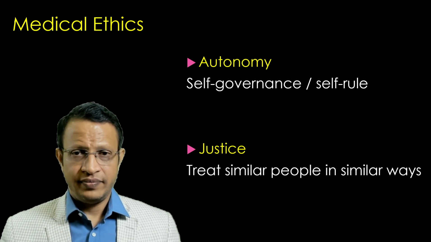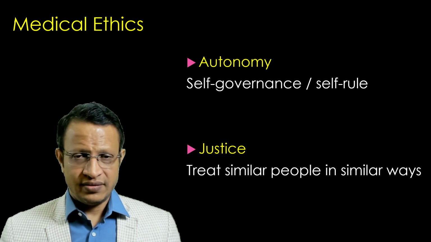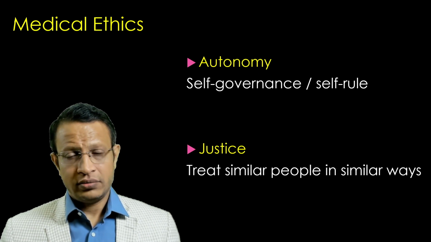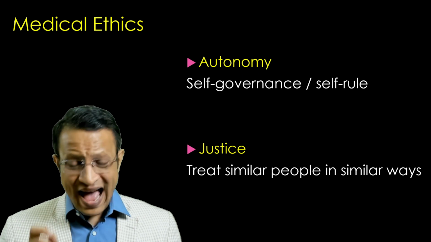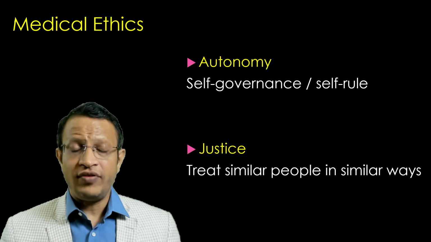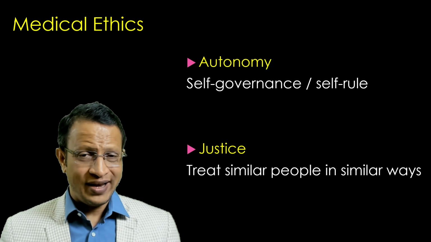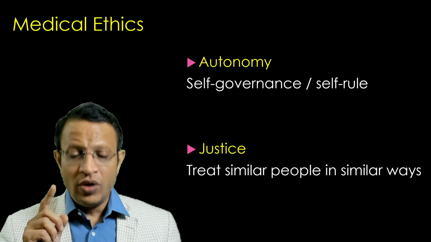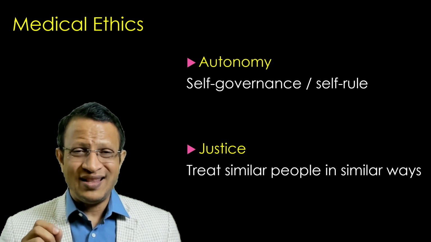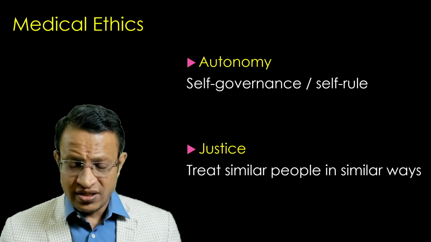Moving to justice, the second important ethic, that is, treat similar people in similar ways. That means whether a person is in prison or an accused person, you will have the same ethics as for a normal patient who is not in conflict with the law, with a person who has been accused. Even if he has been convicted of a crime and is being punished by the court, you will maintain the neutrality and the justice. You will treat the person in a similar way across the patient group. That neutrality has to be there, and that justice should be served by you.